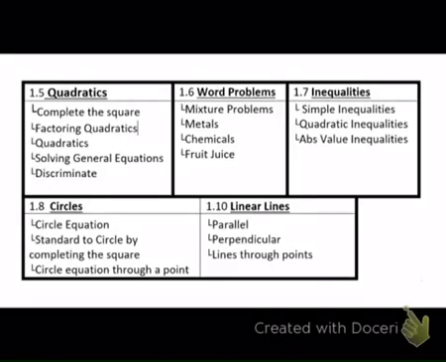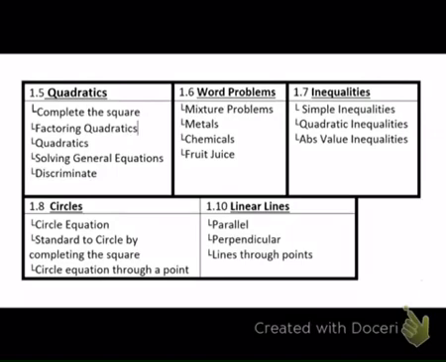Okay, we have quadratics: complete the square, factoring quadratics, the regular quadratic formula, and solving general equations, which is like the square root, squares, that kind of thing. And then being able to tell me how many real solutions we have. Discriminant, b squared minus 4ac.